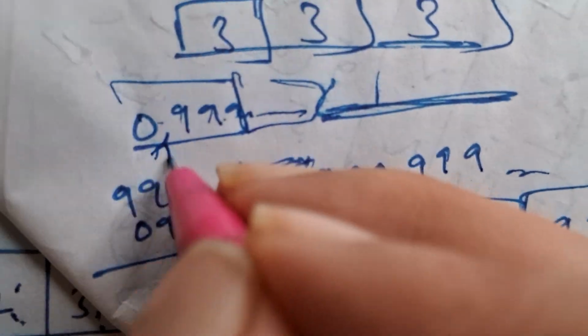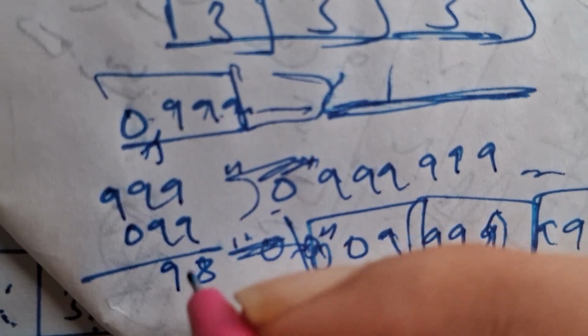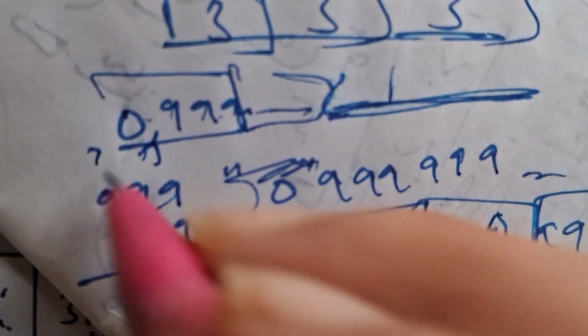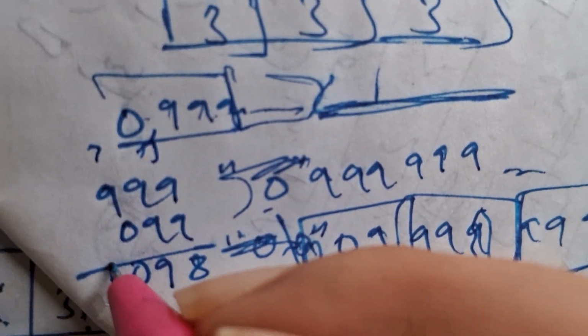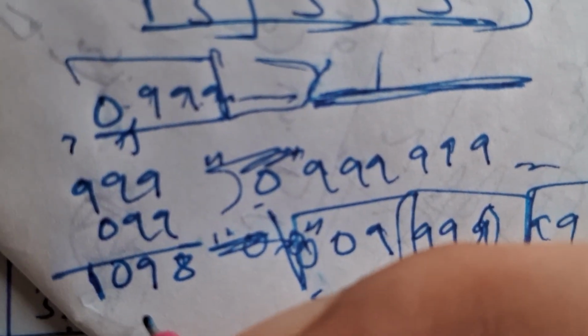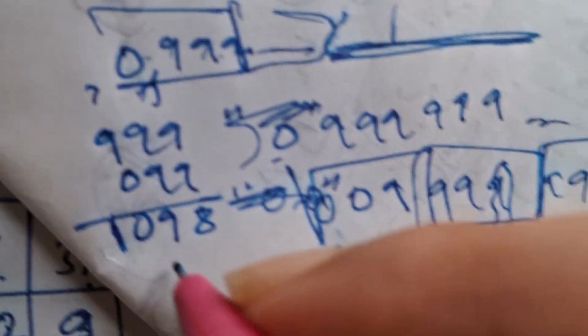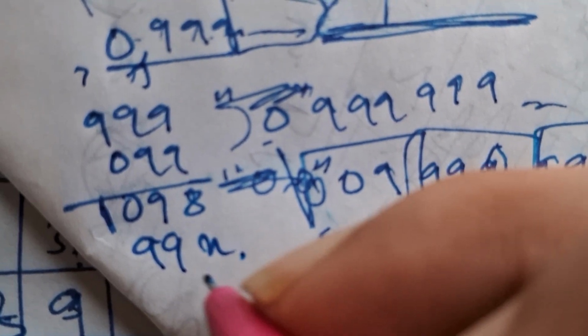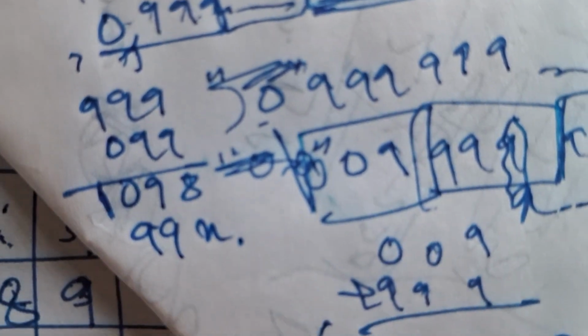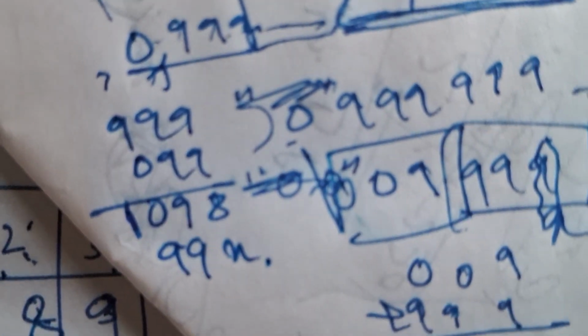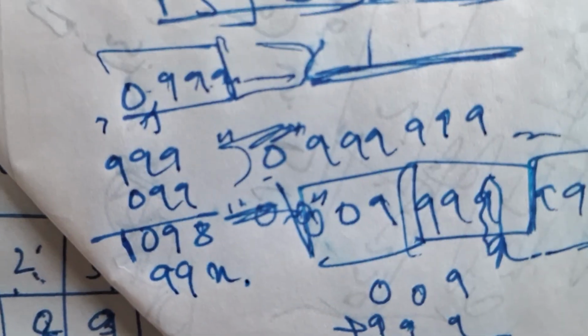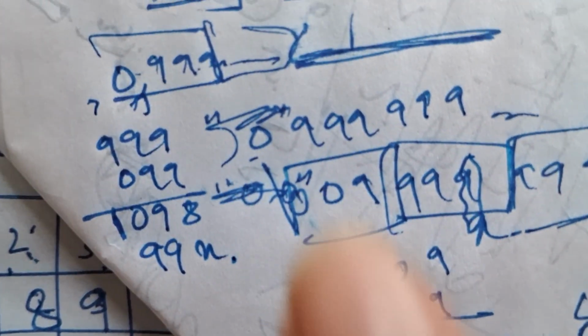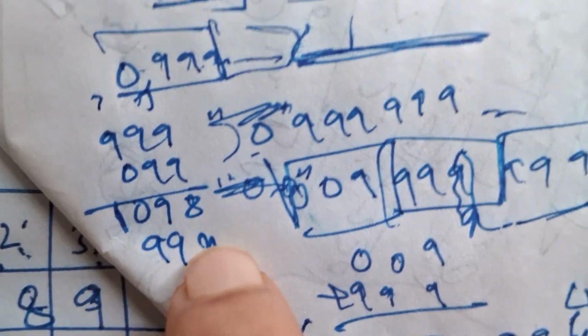Now it's becoming 1098, right? Since it is becoming 1098, we can go for 99x and check what the value of x should be. You can check the value of x just similar to this one. So I hope it is very clear how we are going to find the value of x, right?